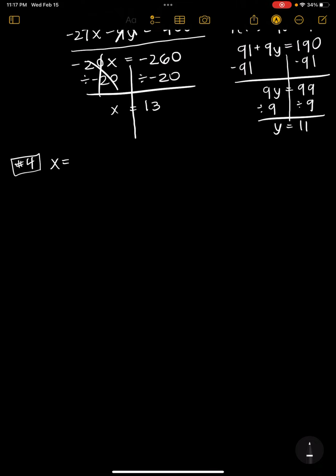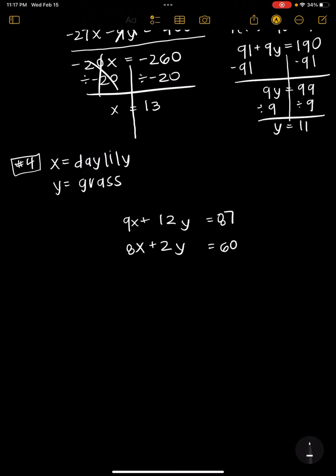So I'm going to have x equals a daylily, and y is equal to the grass. Okay. So the top equation will be for Jenny, and then the bottom equation will be for Mary. So let's start with Jenny. It says Jenny spent $87, so I know that's going to be on the right-hand side of my equation, on 9 daylilies and 12 bunches of ornamental grass. So I'm going to have 9x plus 12y. And then Mary is the second equation. So Mary spent $60, so that goes on my right side, on 8 daylilies and 2 bunches of ornamental grass, which is our y. So 8x plus 2y.